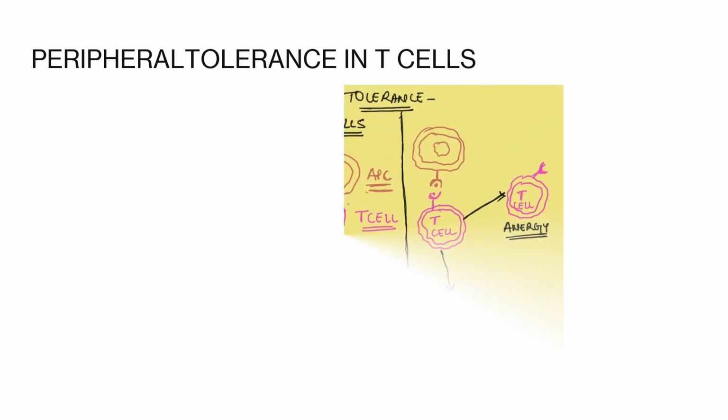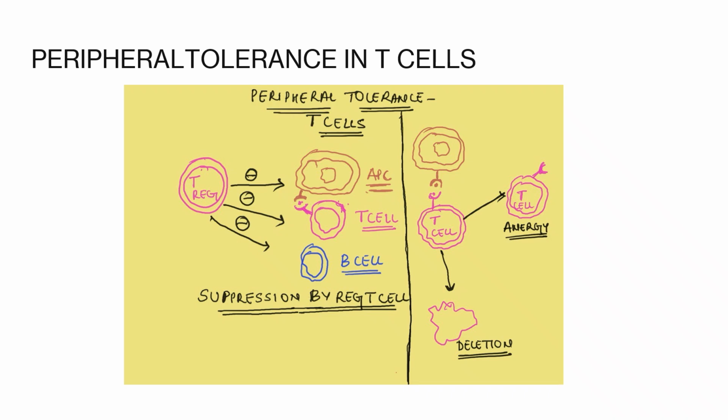Now that we have understood how central tolerance takes place in B and T cell, let us understand how peripheral tolerance takes place in T cell. So, peripheral tolerance is nothing but the mechanisms that occur outside the organ of maturation. Like we discussed before, it is thymus in case of T cell and bone marrow in case of B cell. For peripheral tolerance to take place in T cell, there are three major mechanisms. The first is anergy. The second is suppression by any regulatory T cell, and the third is deletion by apoptosis. So, we will discuss each of these mechanisms one by one.